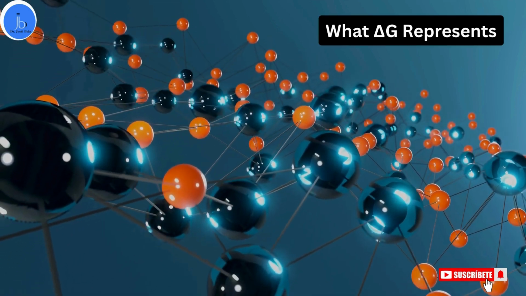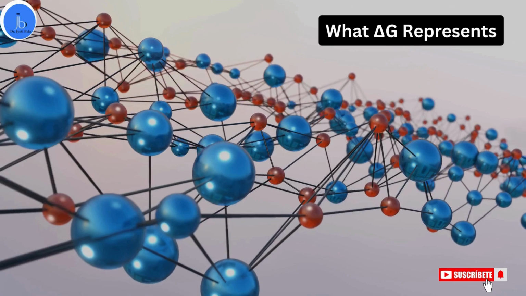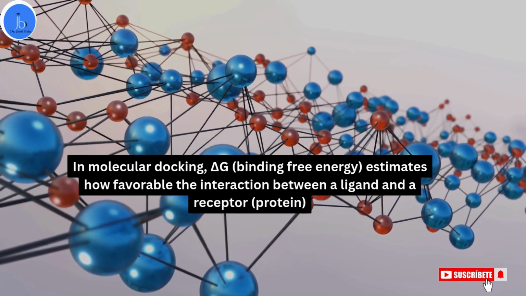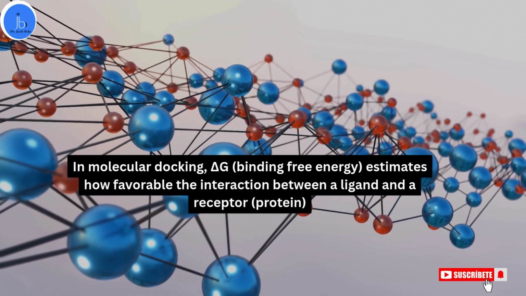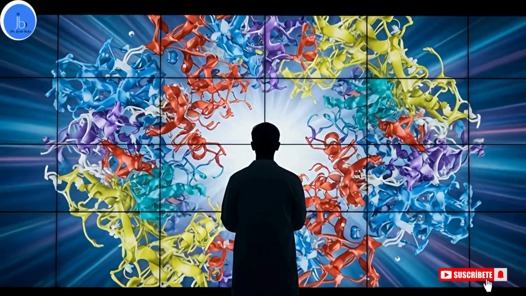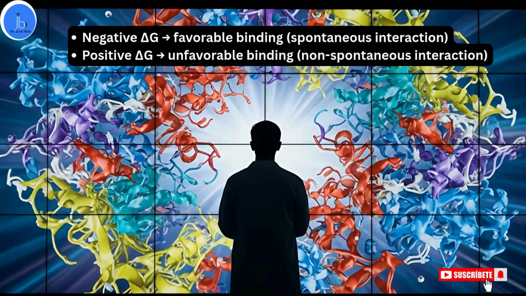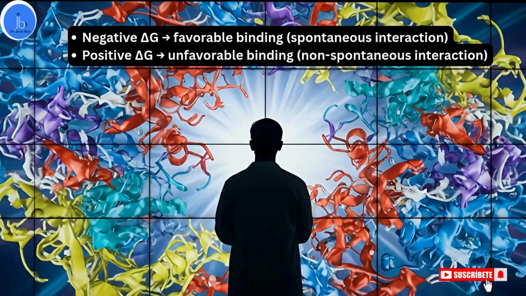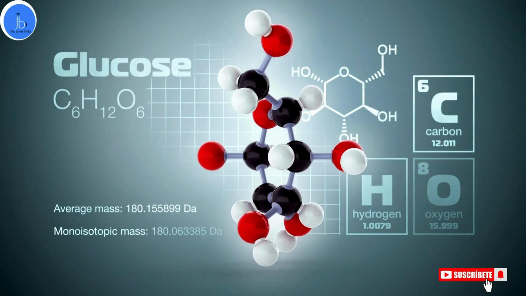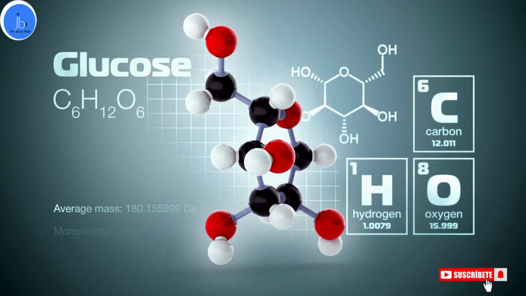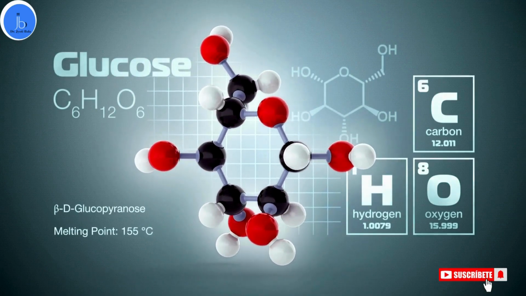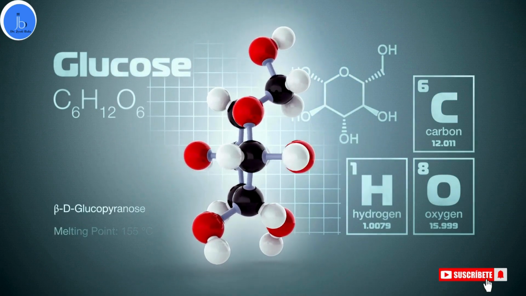In molecular docking, delta G is a binding free energy which estimates how favorable the interaction between a ligand and a receptor is. A negative delta G represents favorable binding, that is, spontaneous interaction, whereas a positive delta G refers to unfavorable binding. So a positive delta G value signifies that the ligand does not bind stably to the receptor under the simulated condition, and the complex formation is thermodynamically unfavorable.